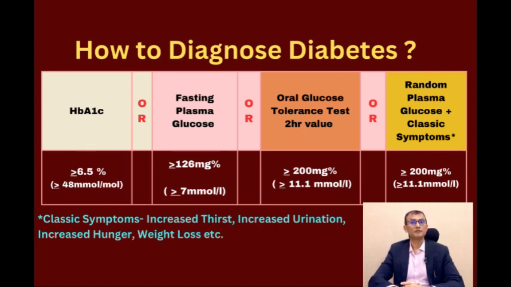So if HbA1c is equal to or more than 6.5%, or fasting blood sugar is equal to or more than 126 milligram percent, or 2-hour oral glucose tolerance test value is equal to or more than 200 milligram percent, or random blood sugar equal to or more than 200 milligram percent with symptoms of high sugar.